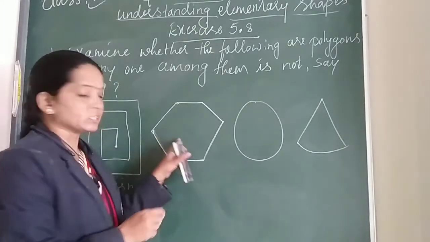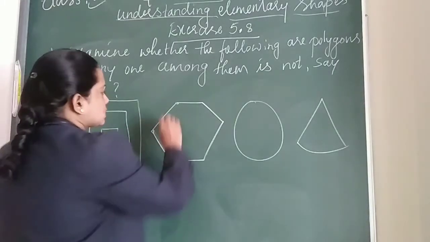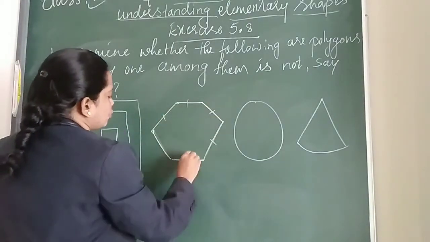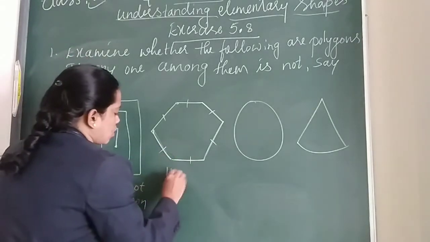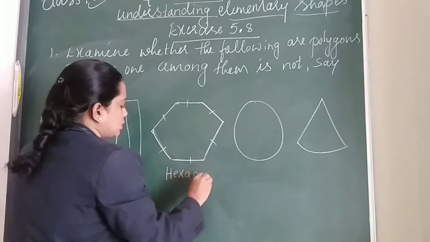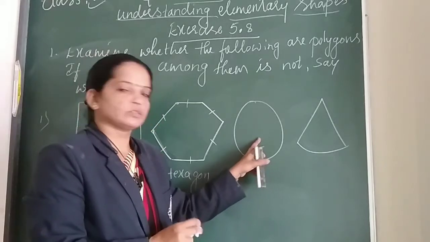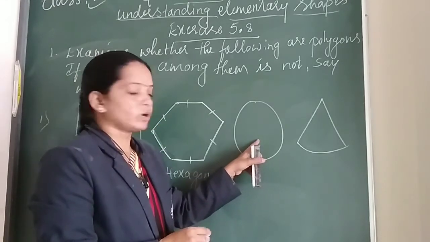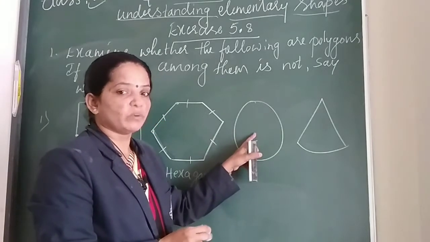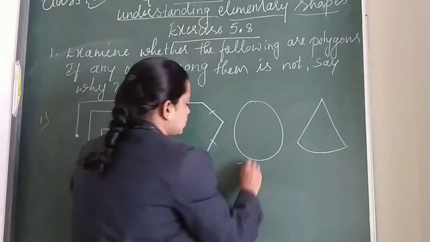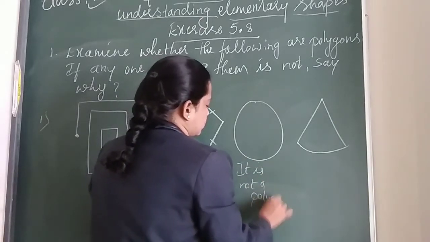This one, yes, it is a polygon. Which type of polygon? How many sides are there? 1, 2, 3, 4, 5, 6. A 6-sided polygon is called a hexagon. Yes, it is a polygon. Next one, circle. It is a closed curve, but it is not made up of line segments. So it is not a polygon.